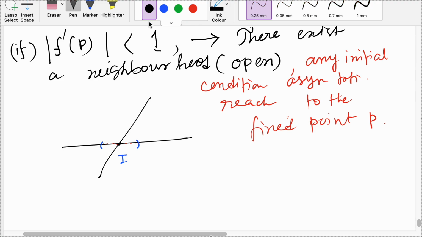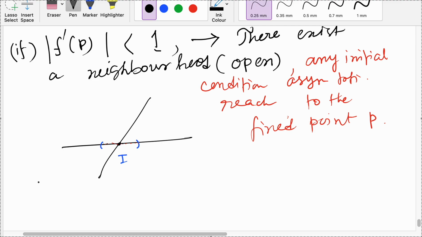So the theorem basically says that for any fixed point P, if |F'(P)| is less than 1, then there exists an interval. It doesn't say how long or how big that interval is, but you will always find a non-zero open interval such that if you take any point in that open interval as an initial condition and iterate through the map F, it will ultimately reach that point.